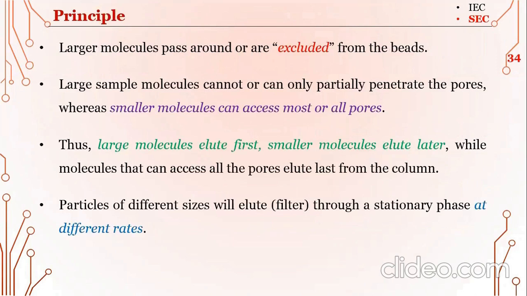Then the turn of large molecules comes. Large sample molecules cannot pass through the pores and are excluded from the bead, while smaller molecules can penetrate all the pores. So large molecules elute first, while molecules that can access all pores elute last from the column. Particles of different size will elute through the stationary phase at different rates.